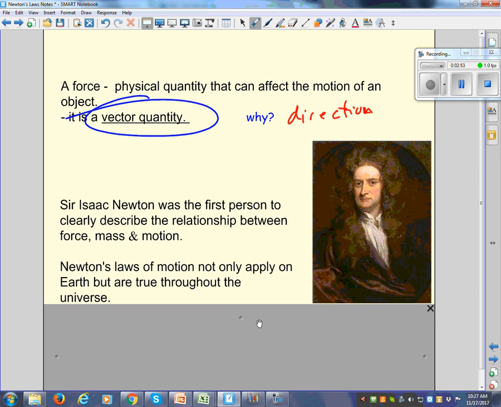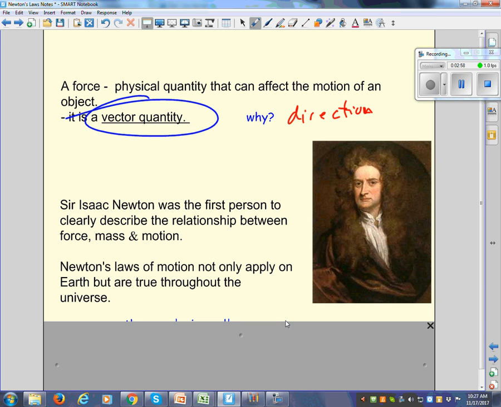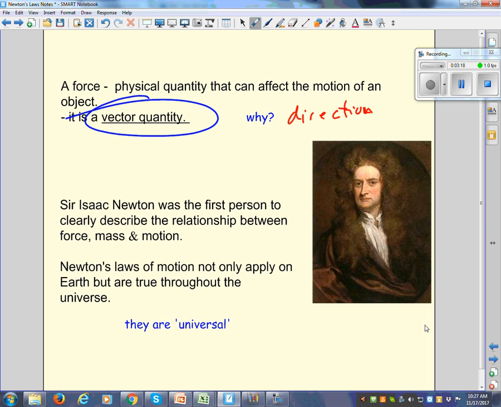I just did. So this dude here, Newton, was the first person to clearly describe the relationship between force, mass, and motion. And Newton's laws of motion not only apply on Earth, but are true throughout the universe. They are said to be universal. If you're on the moon, Newton's laws still hold true. Any of that important for test write-down kind of scenarios, do you think? No. Right? I'm just telling a story here a little bit.